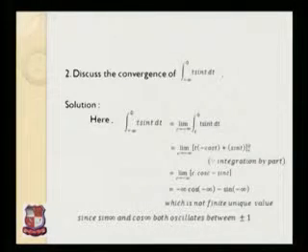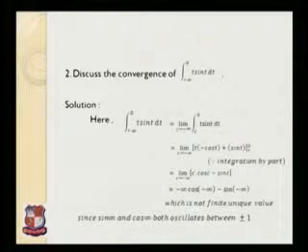Next example is, discuss the convergence of integration from minus infinity to 0 t into sin t. Solution, here integration from minus infinity to 0 t into sin t is equal to limit c tends to minus infinity integration from c to 0 t into sin t. Here lower limit is minus infinity, so we have replaced that number minus infinity by using the limit c tends to minus infinity. Next, integration of t sin t can be evaluated by integration by parts, which is here t into minus cos t plus sine t, limit from 0 to c.